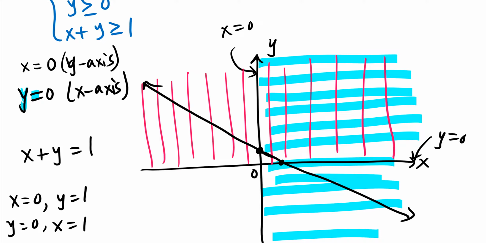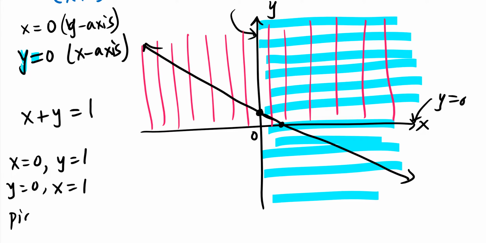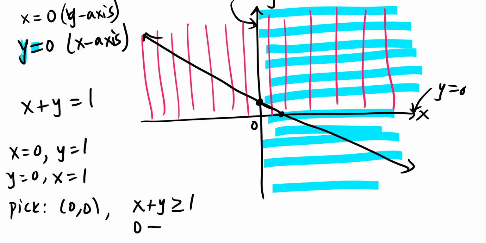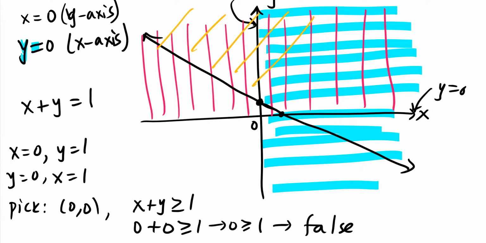Now, if you pick a testing point, say (0, 0). What do we get for x plus y bigger than or equal to 1? Let's test it out. 0 plus 0 bigger than or equal to 1. 0 bigger than or equal to 1. That's false. So the region containing the origin does not include the solution, so it's a false region. So we must shade the region above the line, like so.